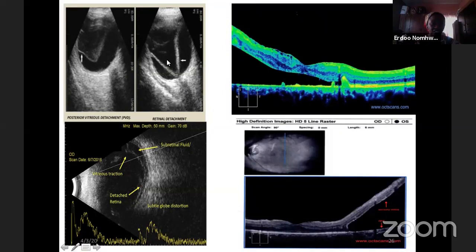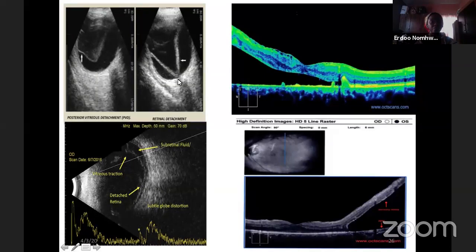Then for retinal detachment, this is a classical one most of us see in clinic, where you have the funnel-shaped detachment. Here, the retina is detached, but the attachment is still at the optic disc. You still have the attachment because that's one of the places where you have one of the strong forces.